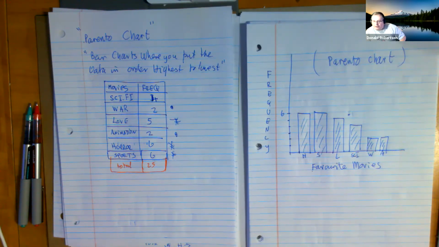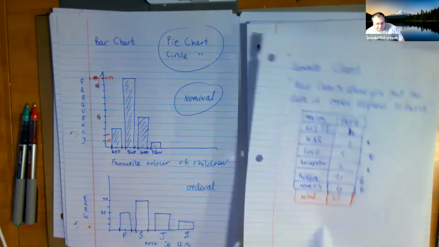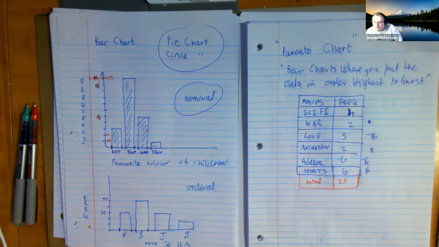Are there any questions about a Pareto chart or about a bar chart or any of the other stuff that we've done so far? Are we good?